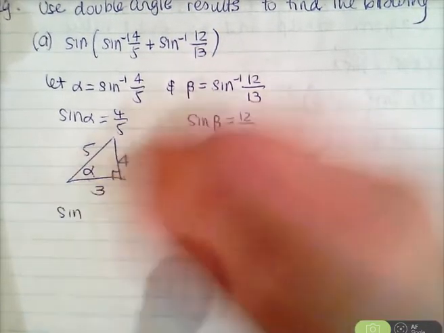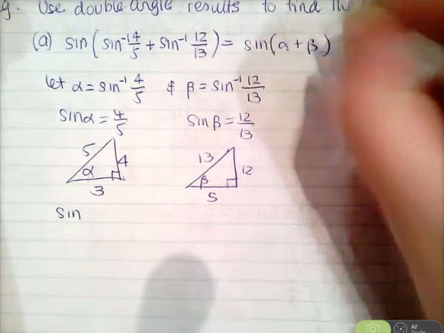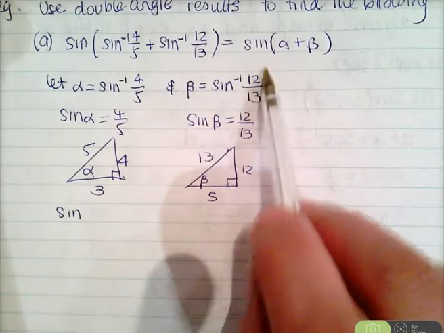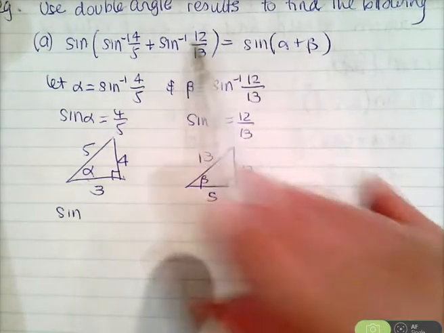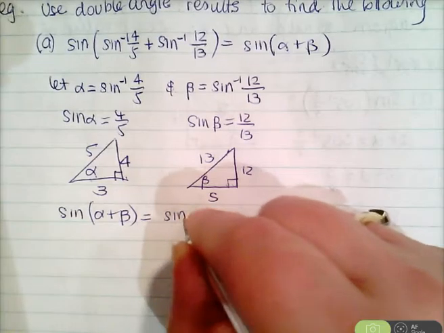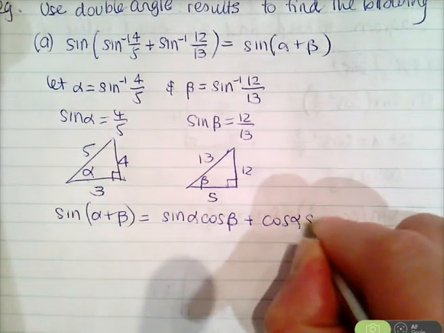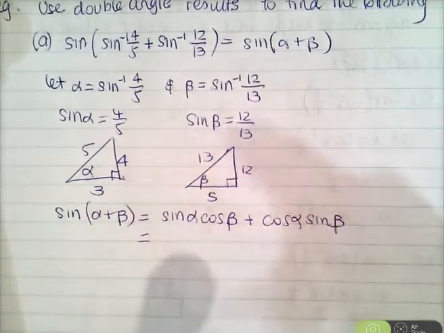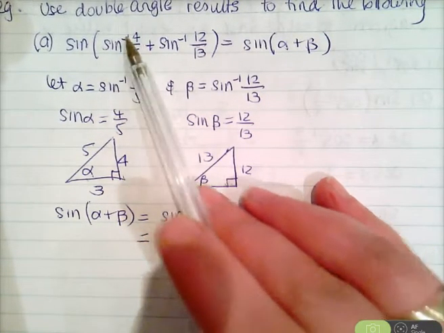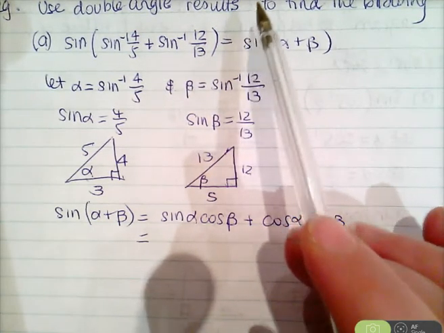So therefore, trying to find that, we're going to say that's equal to sine of alpha plus beta, because we've let alpha be sine to the -1 of 4/5 and beta is sine to the -1 of 12/13. So therefore, sine of alpha plus beta, using our double angle result, is sine alpha cos beta plus cos alpha sine beta. Now with this one, we're fortunate that everything is in quadrant 1 because we've got a sine of something that's positive and this cos of something is positive as well.